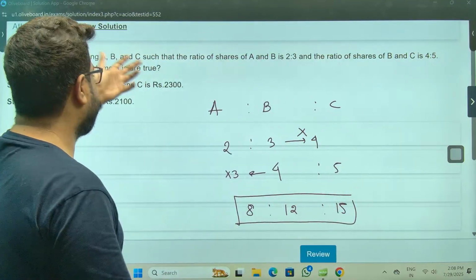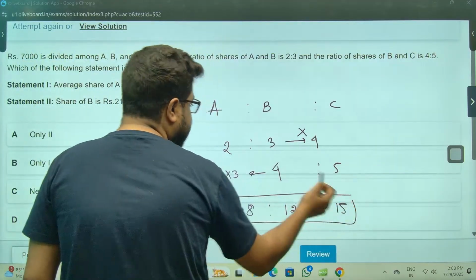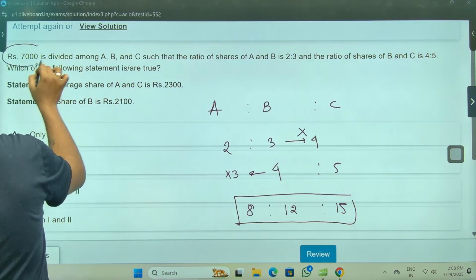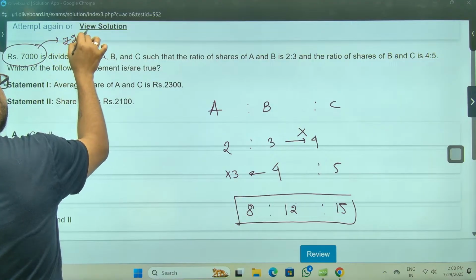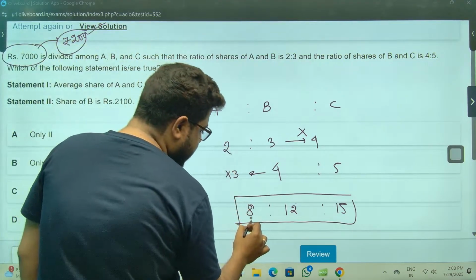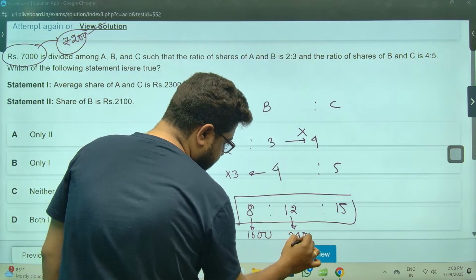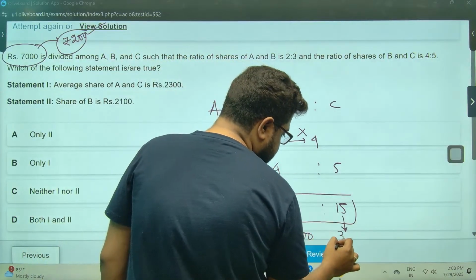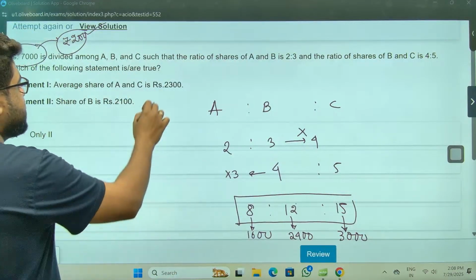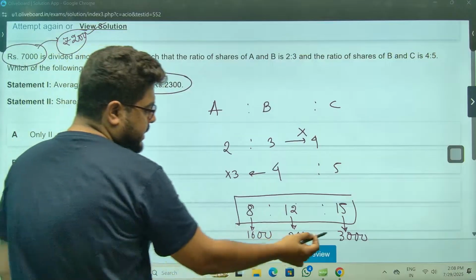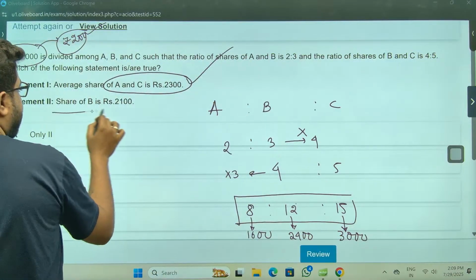Now they are saying which of the following are true. Sir, calculate 8, 12, 15: total 35 parts is equal to 7,000. So every part is 200 rupees each. So 8 parts will be 1,600, 12 parts 2,400, and 15 parts, sir, 3,000 rupees. Done. Now they are asking the average of A and C: 1,600 plus 3,000 is 4,600, halved is 2,300. It is correct, sir.